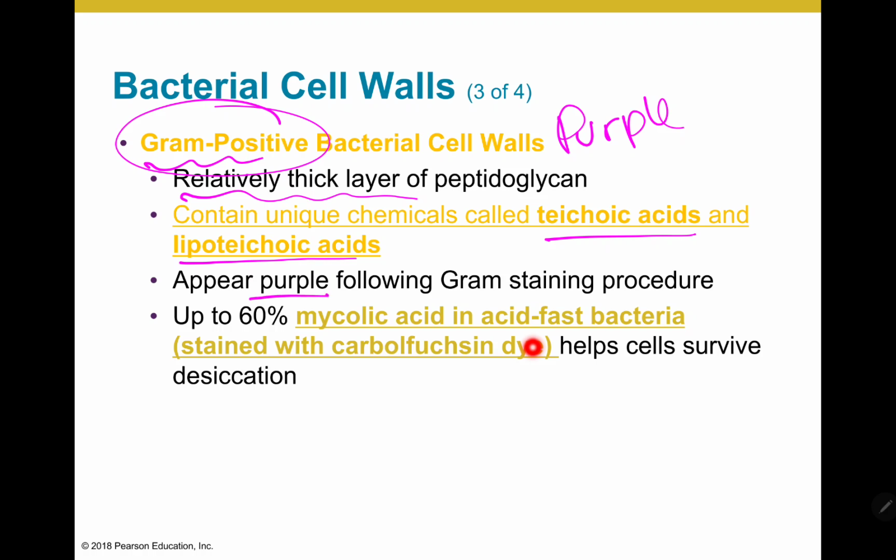And acid-fast bacteria are going to be stained with carbolfuchsin dye, right? These acid-fast bacteria have up to 60% mycolic acid, and that mycolic acid is really important. It contributes to their slow growth, and it also helps them from drying out, or surviving desiccation, okay?